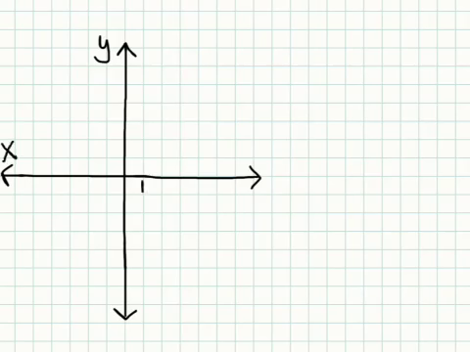We have positive 1 here, 2, 3, 4. We have positive 1, 2, 3, 4 here. But if we travel down from 0, this is no longer positive 1, it's negative 1, 2, 3, 4. And if we start at 0 and travel to the left, just like a number line, we would go negative 1, negative 2, negative 3, negative 4. Go ahead and extend your quadrants out to 6.